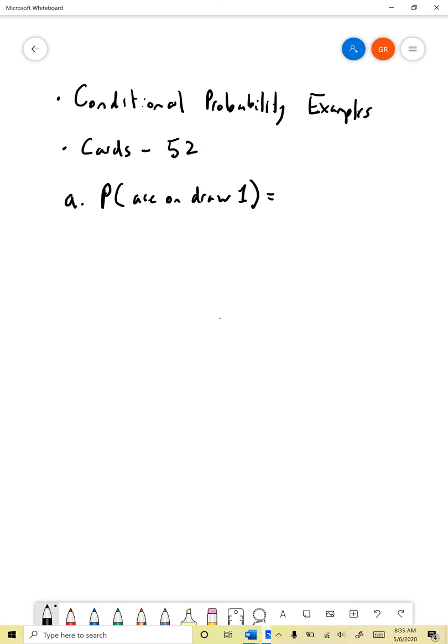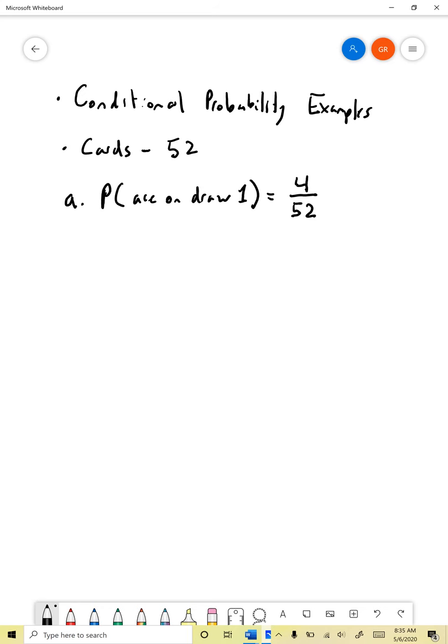And in this case we can, because it was given to us that each card in the deck has an equal probability of being drawn, so the probability of getting an ace on draw 1 is just going to be equal to the number of aces we have in the deck over the total number of cards we have in the deck. So we know that there are 4 aces in the deck. So it's going to be 4 over 52.